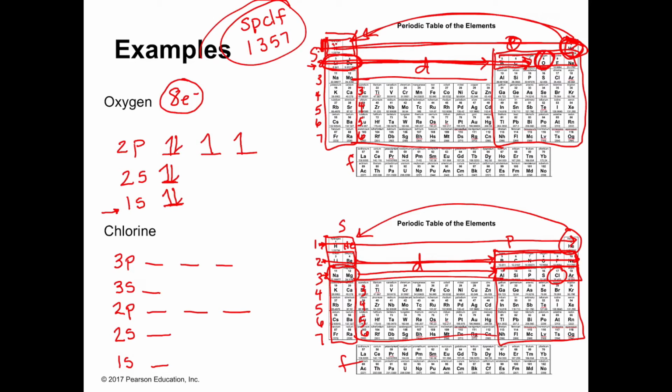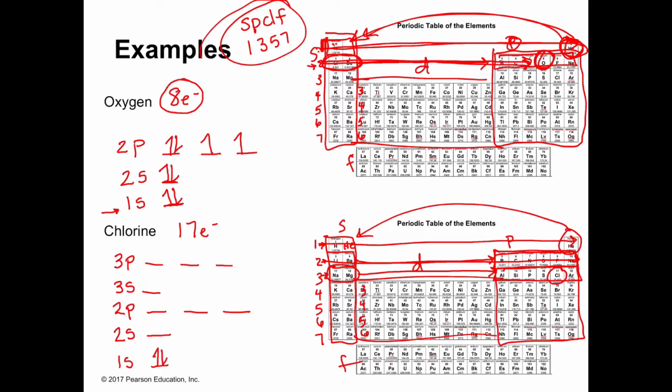Now, chlorine is atomic number 17, which means that it has 17 protons, and since it's neutral, it has 17 electrons. So we have 17 electrons to use. We're going to start with the 1s, and then go to the 2s, and so on. Watch the order that I fill in the orbitals, especially when I hit a p sublevel.